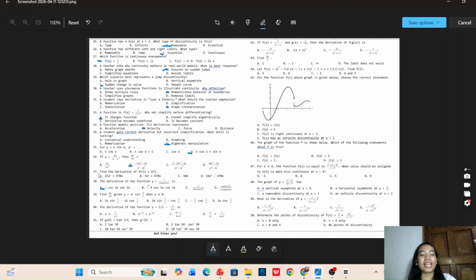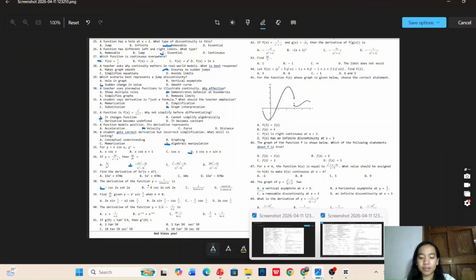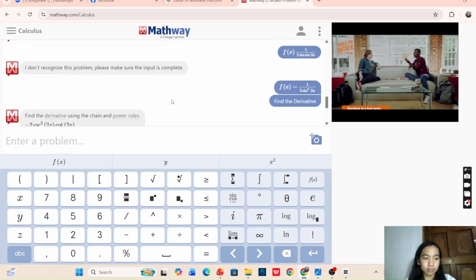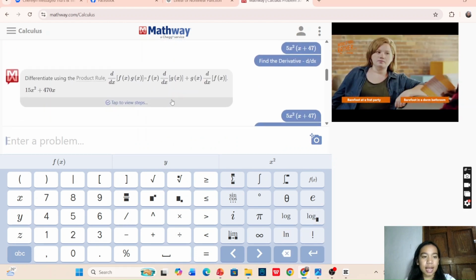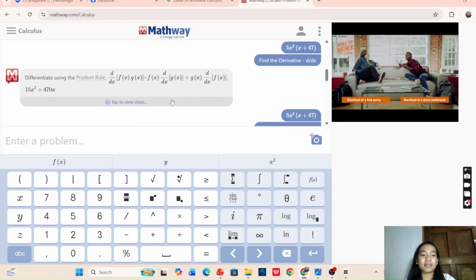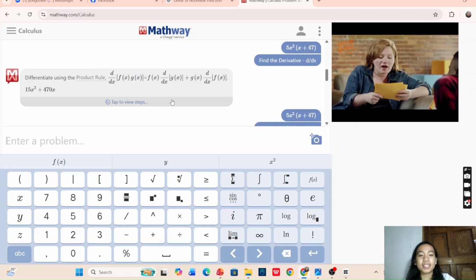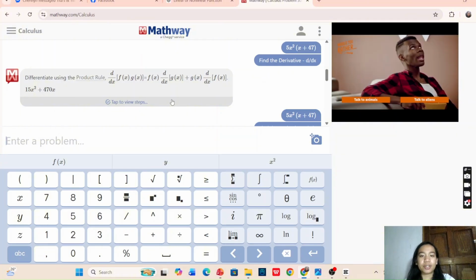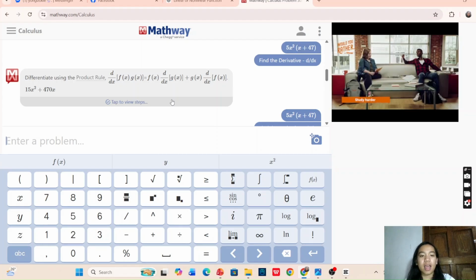Number 37, find the derivative of 5x squared times the quantity of x plus 47. In this case, we are going to apply the multiplication rule for derivatives. With respect to its formula, that would be f of x times the derivative of g of x plus g of x times the derivative of f of x. So our f of x is 5x squared and our g of x is x plus 47.